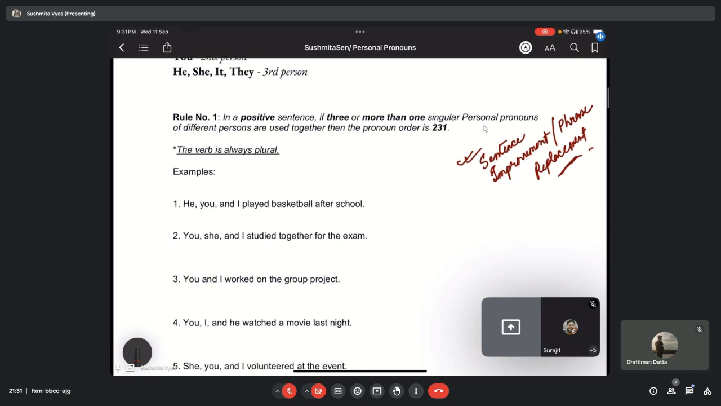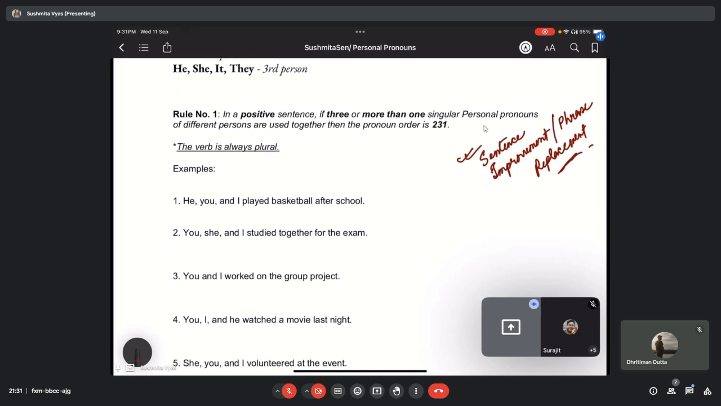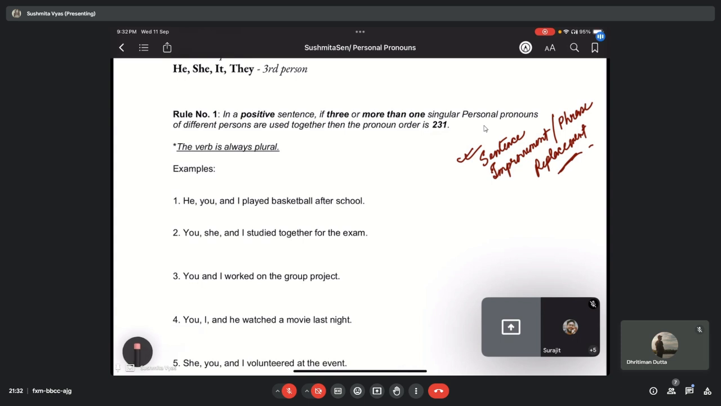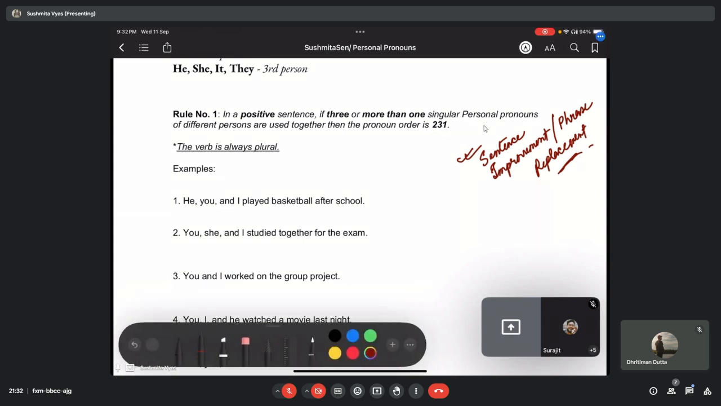Okay. So rule number one is: in a positive sentence, if three or more than one singular personal pronouns of different persons are used together, then the pronoun order is 2, 3, 1. So this 2, 3, 1 you see here is the second, third, and first person. Should I explain this again or is it clear? What is 2, 3, 1 here? 2, 3, 1 here is the second, third, and first person.